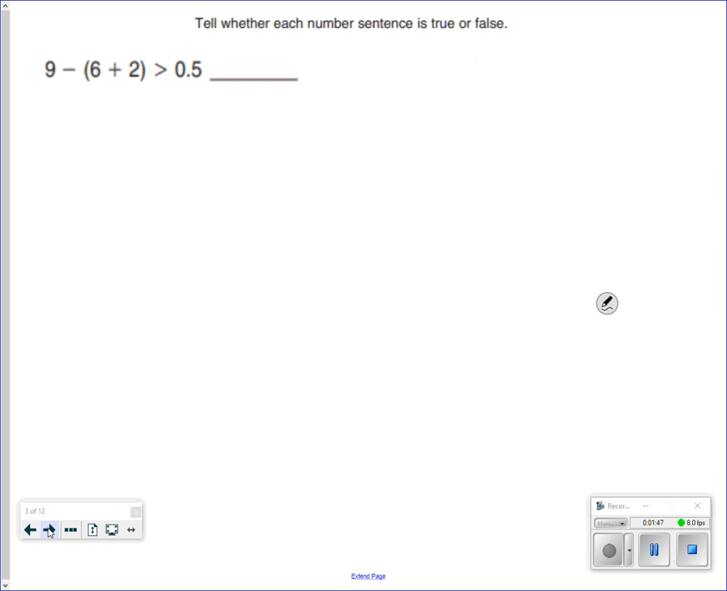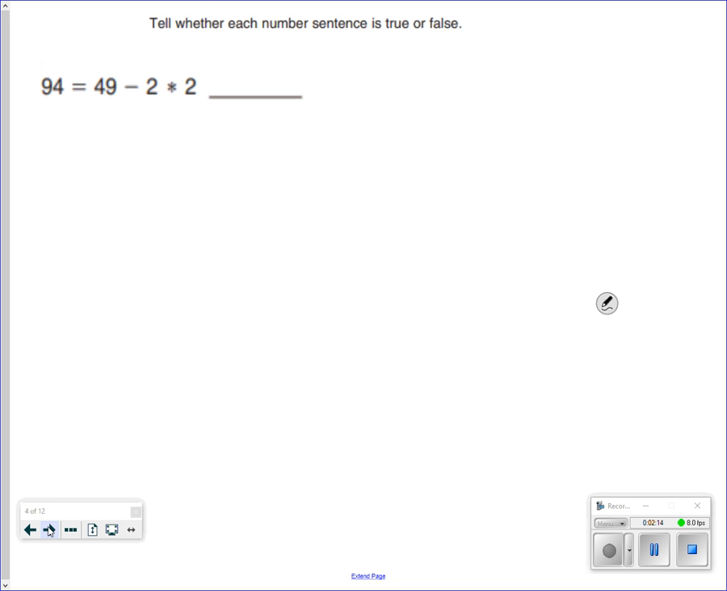Moving on, tell whether each number sentence is true or false. Let's take a look. So here's our relation symbol right here. So this side has to be greater than this side. We have 9 minus 2 plus 6 plus 2. Well, 9 minus 8 equals 1. Is that greater than 0.5? It is, so this is true.